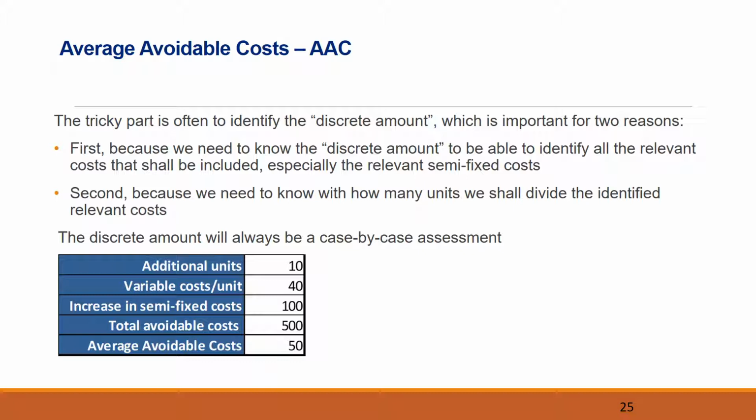The tricky part is often to identify the discrete amount, which is important for two reasons. First, because we need to know the discrete amount to be able to identify all relevant costs that shall be included. And second, because we need to know with how many units we shall divide the identified relevant costs. The discrete amount will always be a case-by-case assessment. Average avoidable costs can then be calculated as the average of all the costs that could have been avoided by not producing the extra units. This calculation is illustrated in the table, and AAC amounts to 50 in this example.